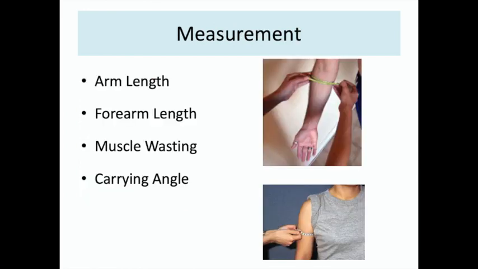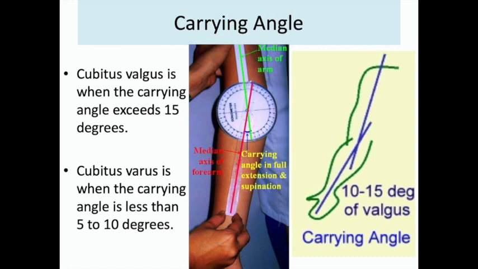So coming to the last measurements, it's the arm length, the forearm length, and the muscle wasting and the carrying angle. The carrying angle, you need to draw a long axis of the forearm and the arm. Forearm is very easy because you have bony points, the ulnar and the radial styloid, the central part, the medial and the lateral epicondyle, the central part. So you draw a line.